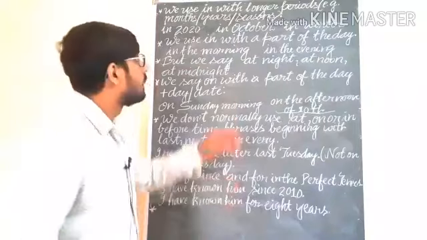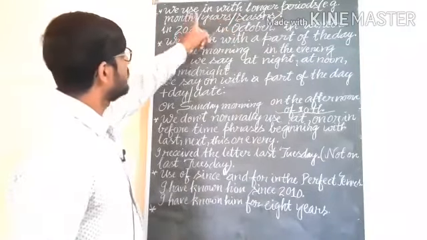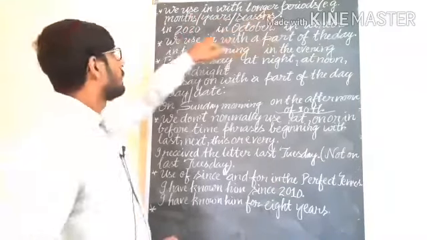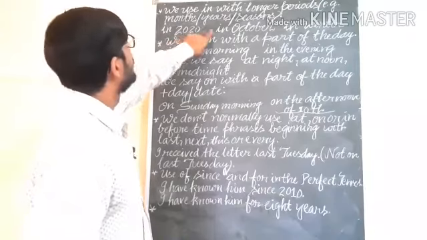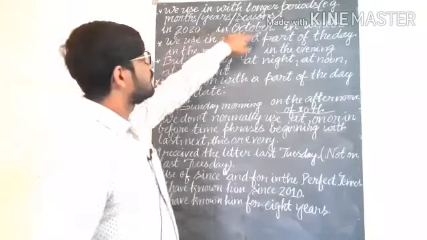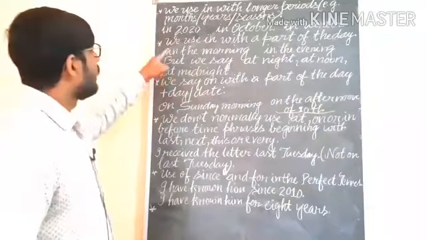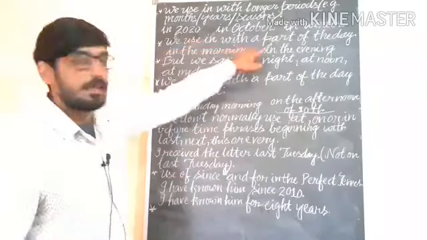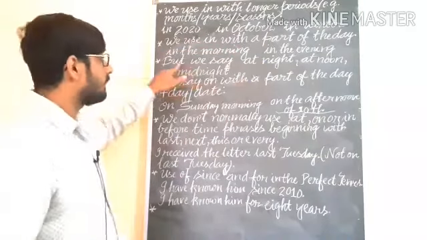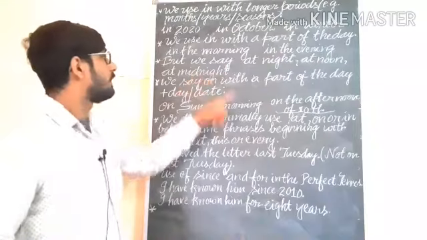We use in with longer periods. Examples: months, years, seasons. So look at the example: in 2020 year, in October month, in winter season. We use in with a part of the day: in the morning, in the evening. But we say at night, at noon, at midnight.